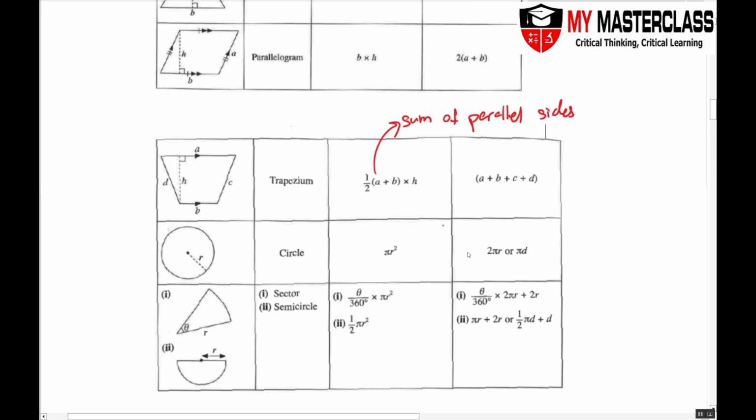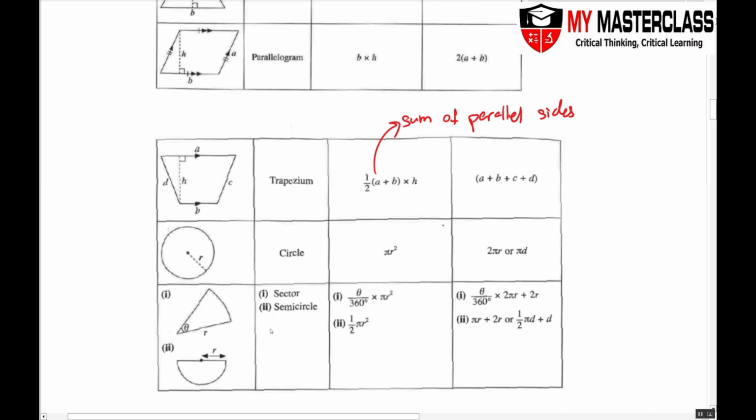Next, your perimeter, which is essentially the circumference of the circle. It's either 2 pi r or pi d. Why pi d? Because 2 times r, 2 of your radius, is equivalent to your diameter. So it's expressed in either form. Just remember it as the form that you are more familiar or comfortable with. Doesn't matter, both are mathematically correct.